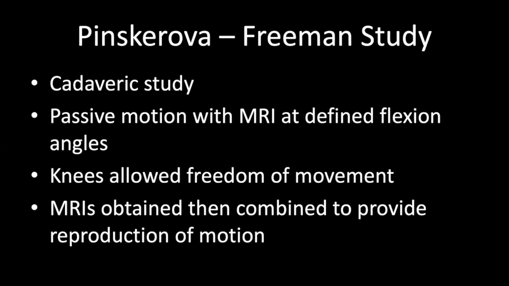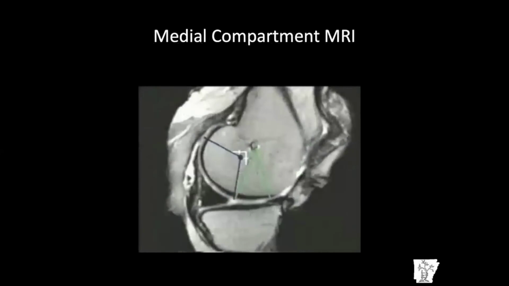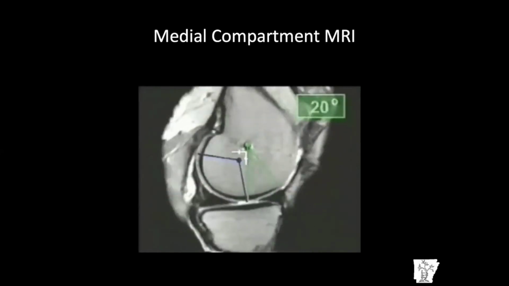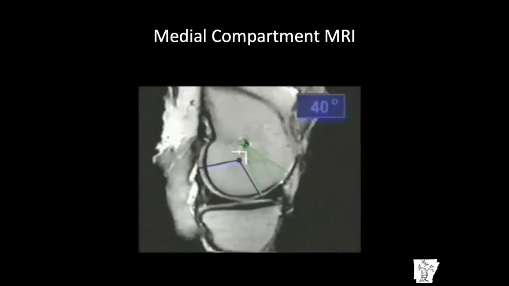Dr. Pinskerova and Freeman did a cadaveric study where they looked at passive motion with MRI at defined flexion angles. The knees were allowed to have freedom of movement to find their own path. The MRIs were then obtained and combined to provide a reproduction of motion. We are first going to look at an MRI of the medial compartment, and you'll see the green arc represents extension where the blue arc represents flexion.